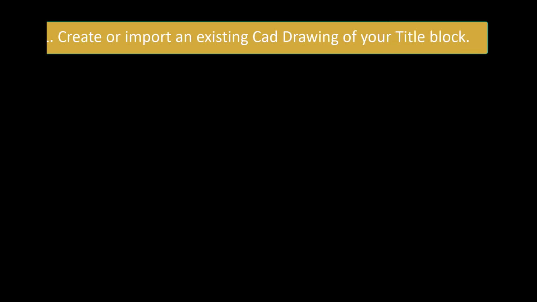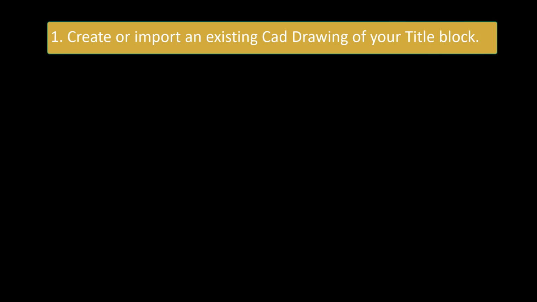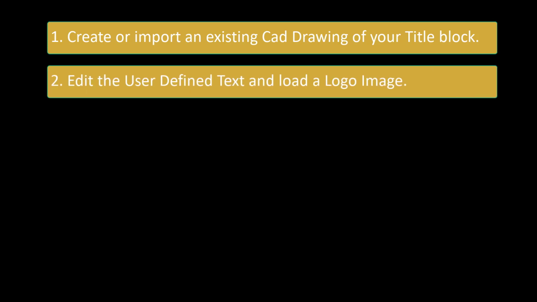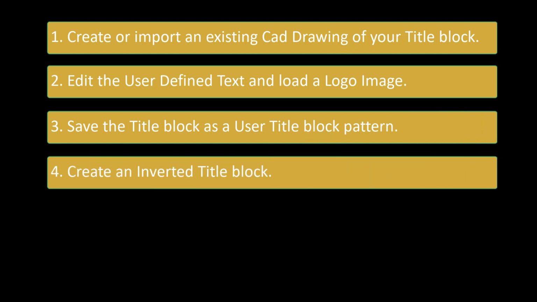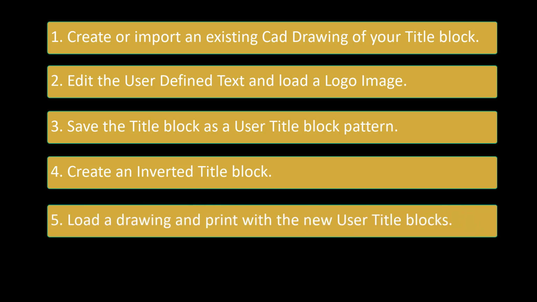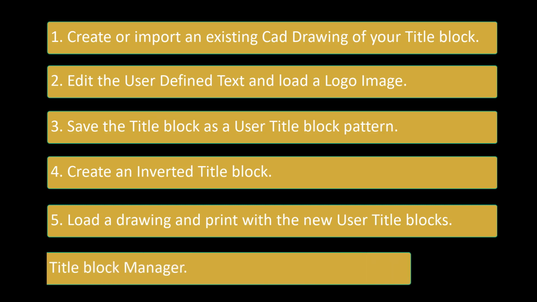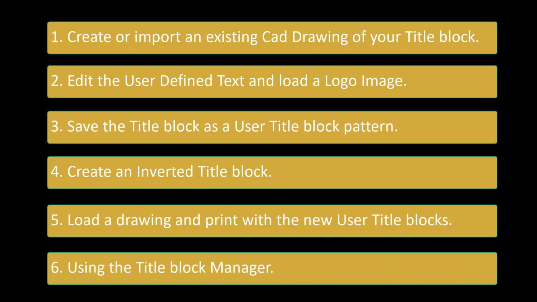Point 1. Create or import an existing CAD drawing of your title block. Point 2. Edit the user-defined text and load a logo image. Point 3. Save the title block as a user title block pattern. Point 4. Create an inverted title block. And point 5. Load the drawing and print with the new user title blocks. And lastly, point 6. Using the title block manager.